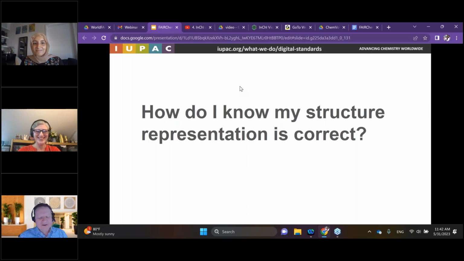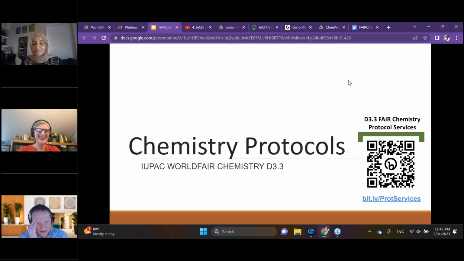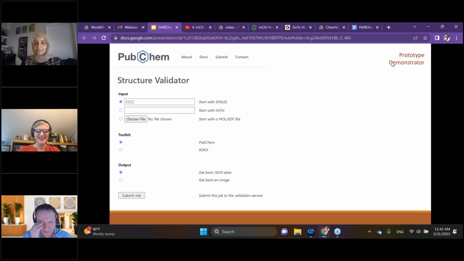If you can go to the next slide, Fatima. Before I do, it's important to recognise this is the work of people who aren't on this call. It's a small group led by Evan Bolton from PubChem and his colleagues who have been working on this prototype structure validator, because we see more and more use of these electronic formats that we've been talking about, but you can run into problems where maybe you don't have the representation that you think you do. So the question is how can we enable people to have the confidence that their representation is correct? So this is a prototype structure validator.